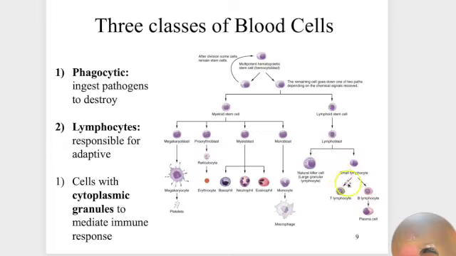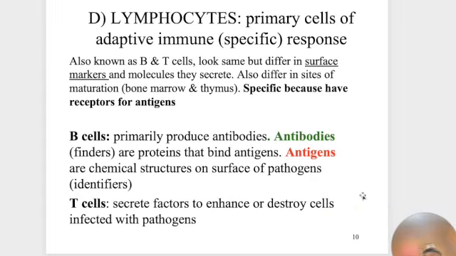Okay, so lymphocyte, T cell, B cells. We're talking about the B cells, which again mature in the bone marrow. Primary production of antibodies. Antibodies have a Y shape, and they'll be circulating around, binding to antigens. Antigens are things that are foreign to us, okay? A chemical structure on the surface of pathogens. So they are on top. They identify markers of enemies. Then the B cells will produce antibody, and it will attach to their antigen, and that's how they get rid of them. Now T cells secrete factors to enhance or destroy cells infected with the pathogens.